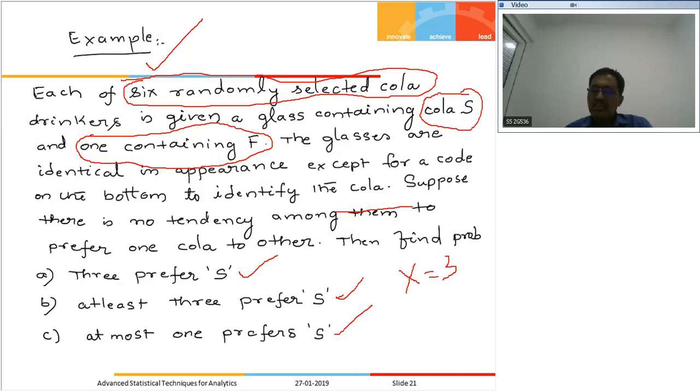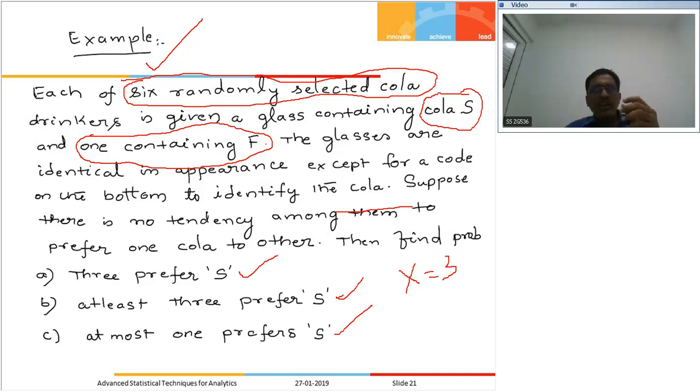Yeah, 0.5, because there's no choice, but both are having equal probability of getting. Therefore, P equal to 1 by 2, 0.5. Yeah, perfect.